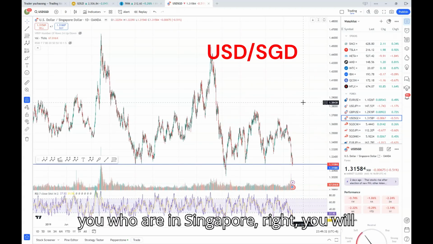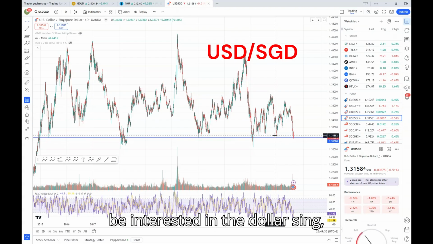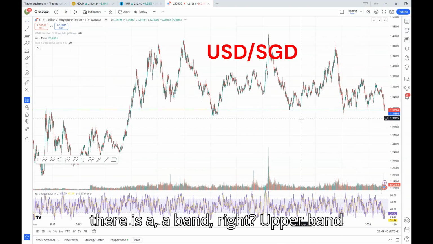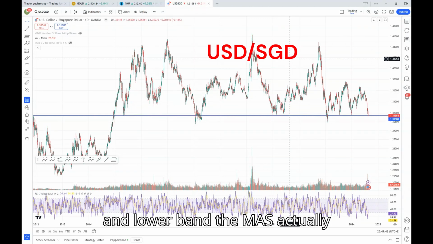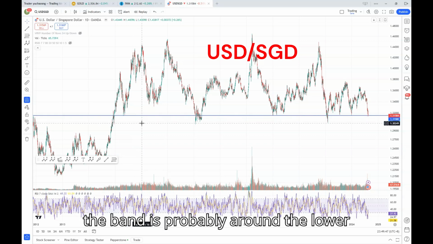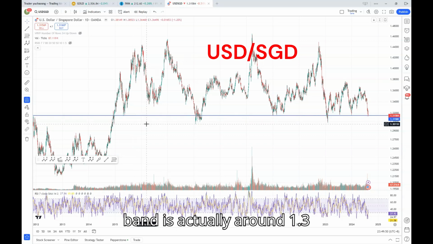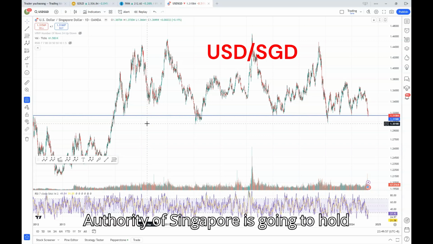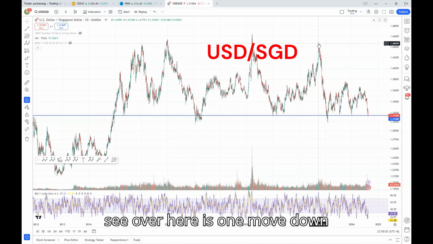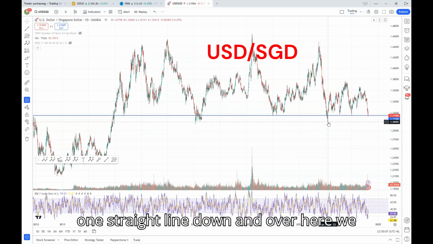For those of you who are in Singapore, you will be interested in the dollar sing. For dollar sing, there is an upper band and a lower band that MAS actually maintains. Over here, we can see that the lower band is around 1.3. But I do not think that the Monetary Authority of Singapore is going to hold this band. If you see over here, there is one move down from October 2022, one straight line down.